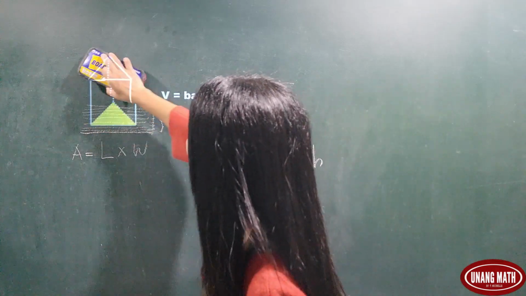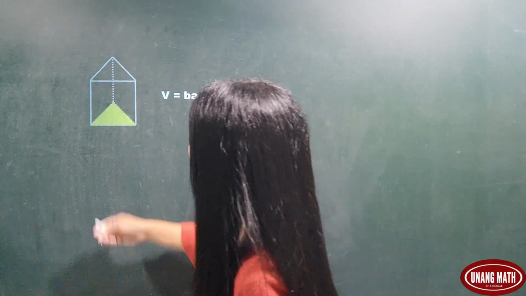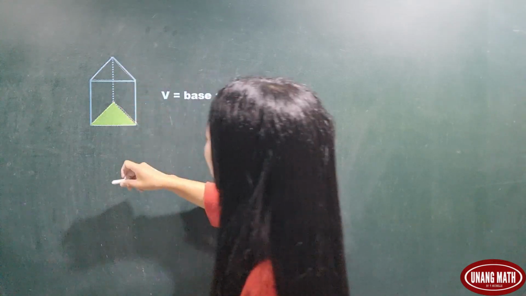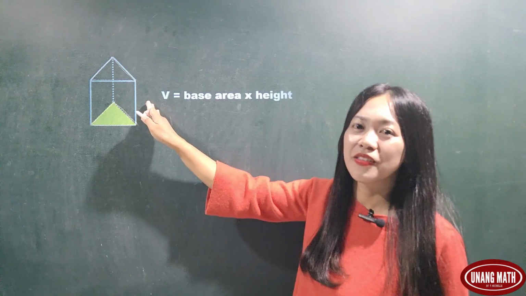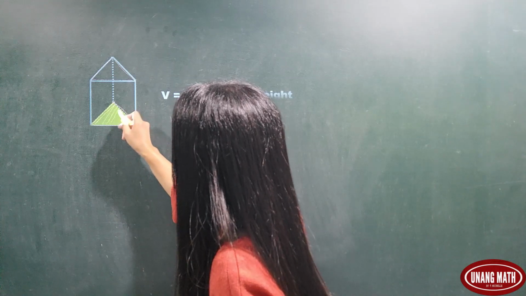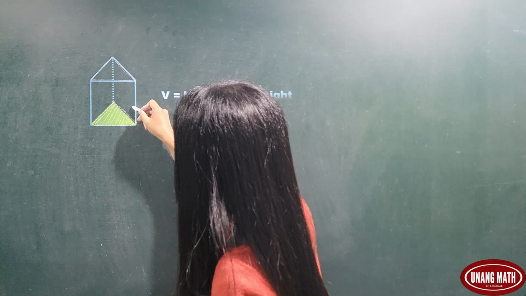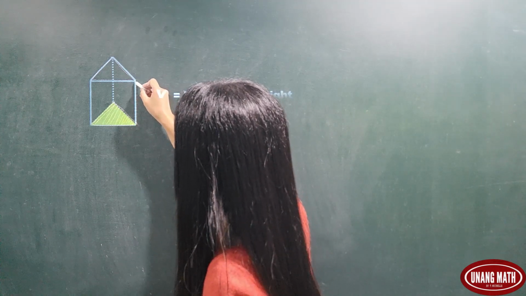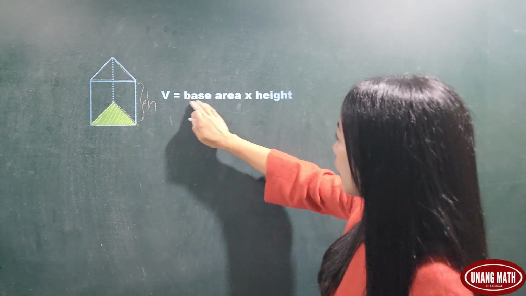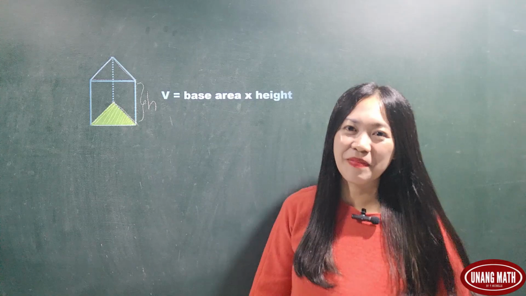Okay, we have another figure here, and this is a triangular prism, because the bases are triangles. If we will find this triangular prism's volume, what we need to do is get first the area of this base, and this is a triangle, and we have to multiply this one by how many layers, or by the height of this prism. So volume, that would be equal to area of the base times the height of the prism.